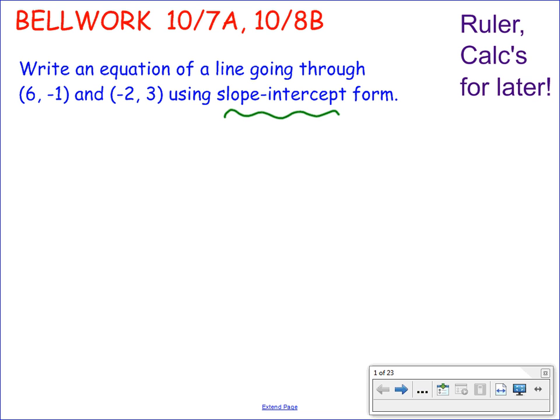Ben? Y equals mx plus b. Good. Y equals mx plus b, where m is my slope, my rate of change of my line as I move along from left to right, and b is my y-intercept.